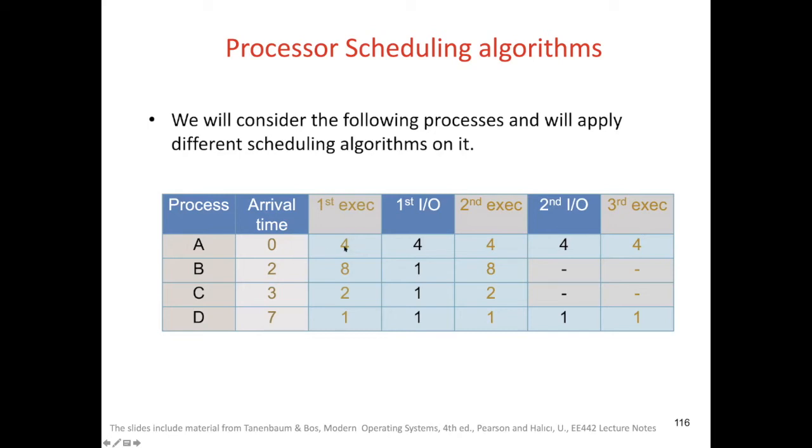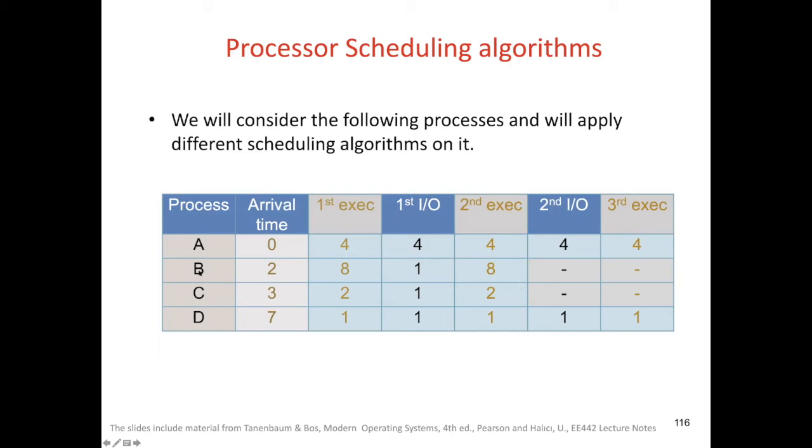For process A, the time required for the execution of the first burst is 4 units. Then comes I/O, it is 4 units. Then the second execution, second CPU burst is 4 units. Second I/O is 4 units. And third execution burst is 4 units. In fact, without executing the processes, we cannot know what is the required time. However, here, to compare the algorithms, we assume that we know the time required for each execution and I/O burst.